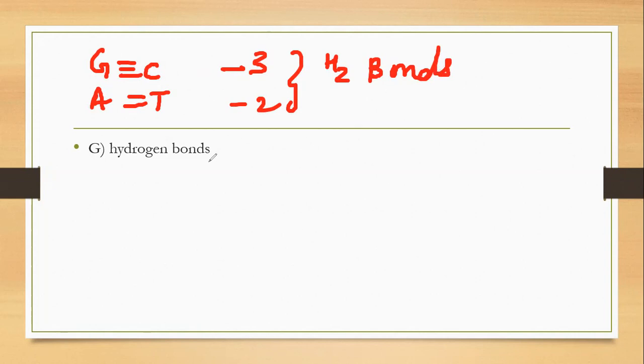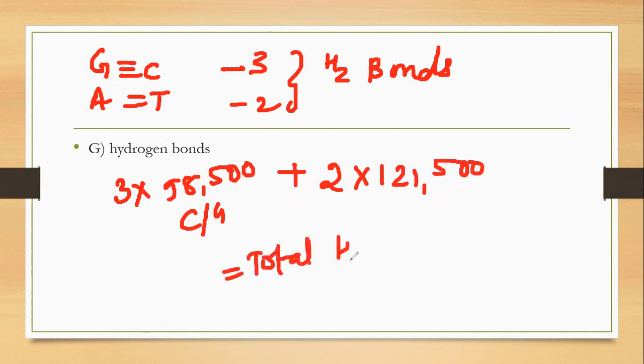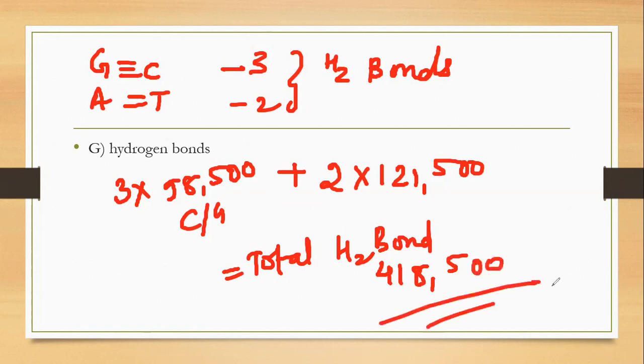So we have already calculated. What you have to do is 3 into 58,500, this is for your C or G, plus 2 into the number of adenine and thymine, that is 121,500. So now what you get is a total of hydrogen bonds around 418,500. So these many hydrogen bonds are present. Simple.